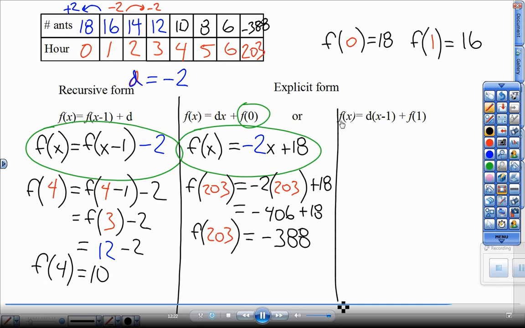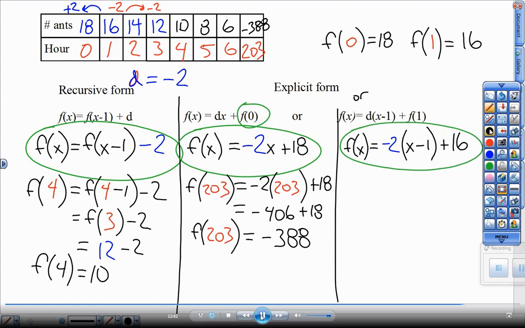I'm going to now have you use the first term. So I'm going to use that same equation, f of x. I'm going to replace d with -2. I have this x minus 1 every time when you use this first term. Shift to the right. The first term is 16. That is the equation that I'm going to use. The fourth word is dog, dog.